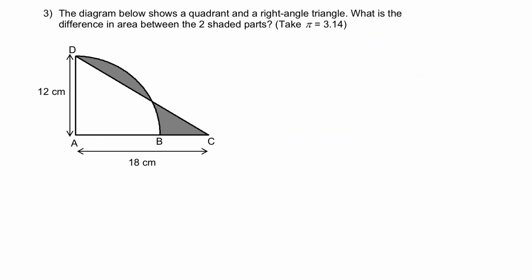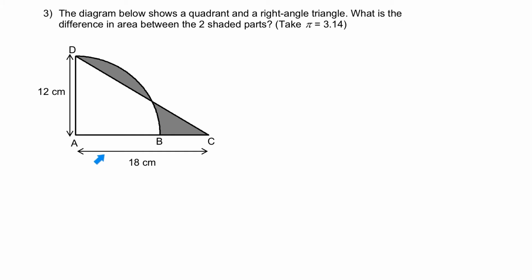Question 3. The diagram below shows a quadrant. This thing is the quadrant. And a right angle triangle over here. What is the difference in area between the two shaded parts? Take pi to be equal to 3.14.